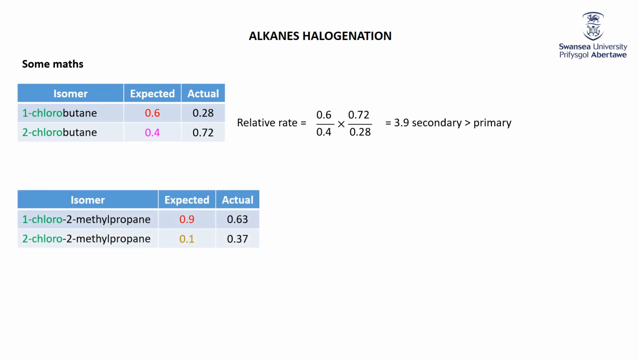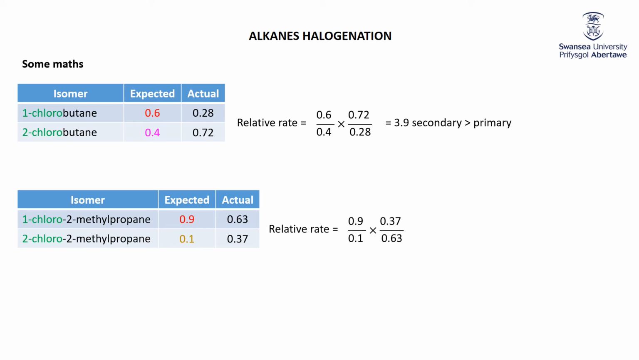Now with that, let's talk about the chlorination that we saw for the 2-methylpropane. And again, we can get the primary one, 1-chloro, or the 2-chloro-2-methylpropane, which is actually now a tertiary one. 9 primary hydrogens, so expect 90% or 0.9. 1 tertiary hydrogen, so expect 10% or 0.1. We actually observed 0.63 over 0.37.